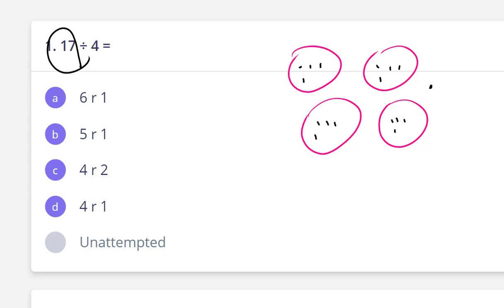And what you should do now is count how many in each group. In the first group here we have 4. So we have in all groups 4, 4 in each group. And we have one left over, so the remainder is 1. So we should choose 4 and remainder 1. Okay, and all questions are the same.